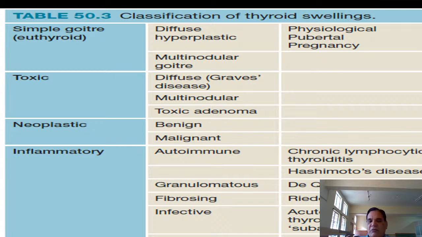These are all different types. The main concern for us is Hashimoto's disease, de Quervain's disease, and Riedel thyroiditis. These are the examples. Remember, de Quervain's thyroiditis is a painful thyroiditis. There can be infective thyroiditis. Rarely, syphilitic or tuberculous infection can occur in the thyroid. So how do you classify? Simple goiter, toxic goiter, neoplastic goiter, and inflammatory goiter. This four is very simple. Okay, diffuse, simple, toxic, neoplastic, inflammatory. In fact, this applies for any type of swelling.